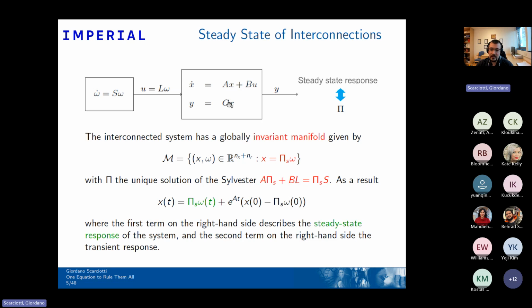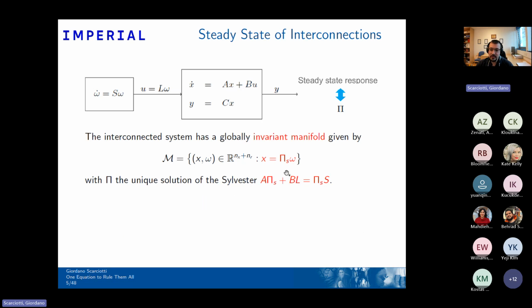So to have just the invariance property, the only assumption that you need is that the eigenvalues of A and the eigenvalues of S are not common, because in that case this Sylvester equation is well defined and this invariance property is satisfied. Just to clarify, I don't know what your background is, but invariance means that if the solution of your system x starts on the subspace, then it will stay on the subspace, which means that if x of 0, for instance, is equal to pi times omega 0, then you're always going to satisfy the equation x of t equal to pi omega of t for all times.